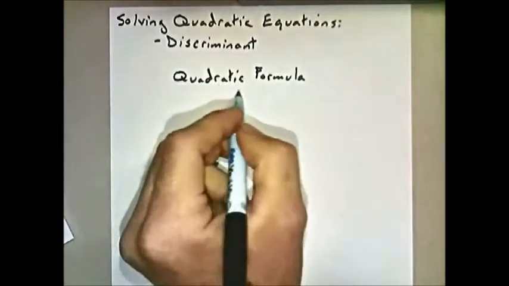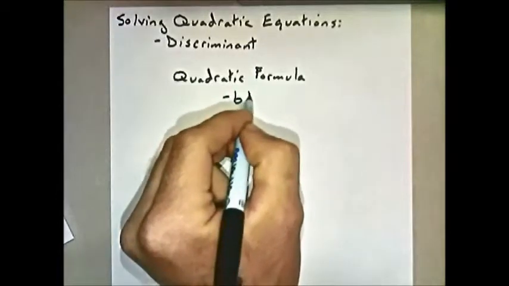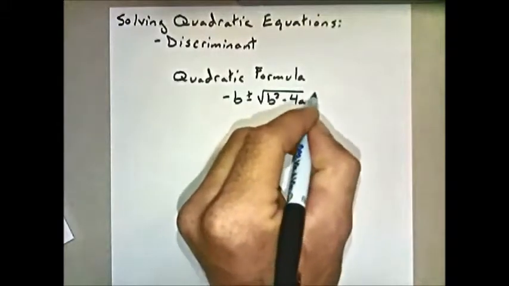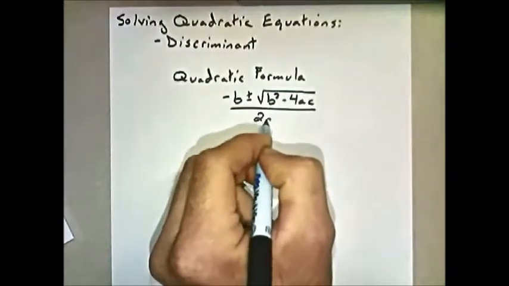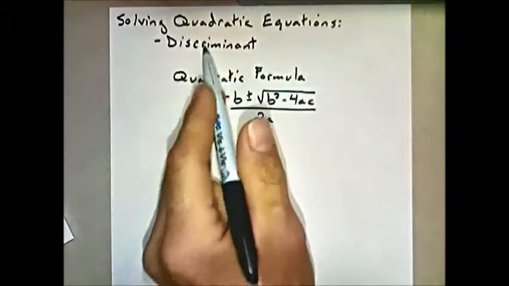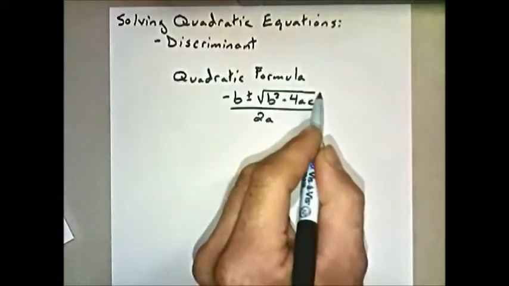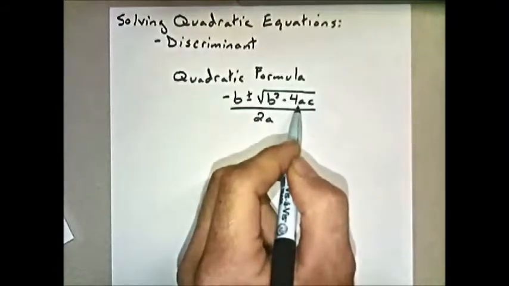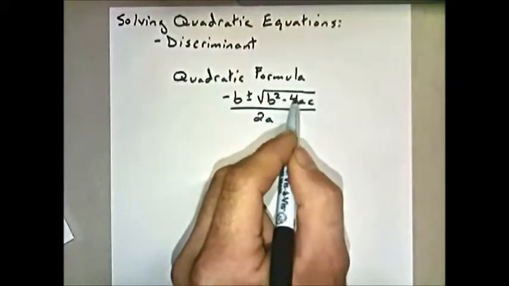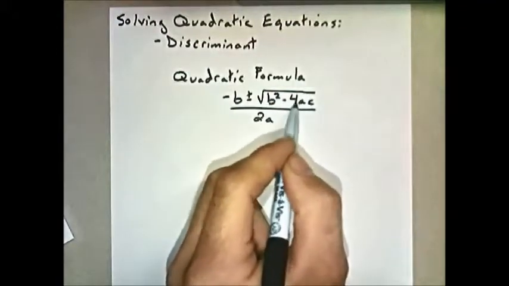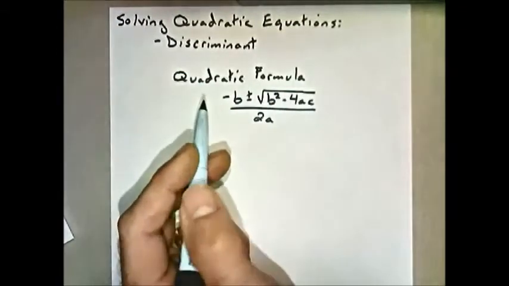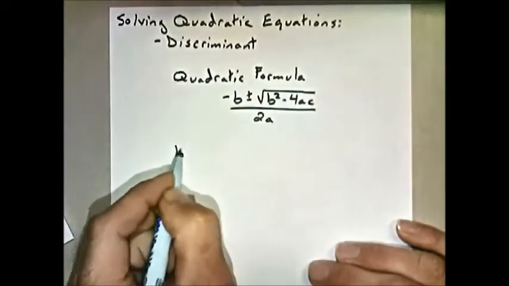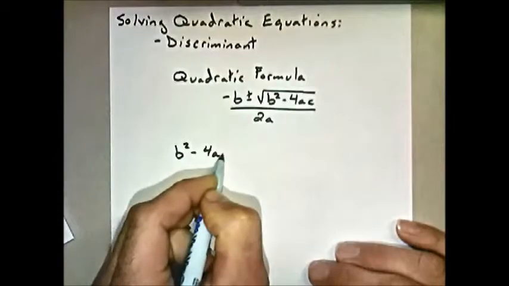Remember, the quadratic formula is negative b plus or minus the square root of b squared minus 4ac, divided by 2a. The discriminant is going to be the radicand of this radical. So if we look at just b squared minus 4ac, that's going to tell us what type of solutions we're going to get. So if we think about a radical, well, there's several things that could happen.